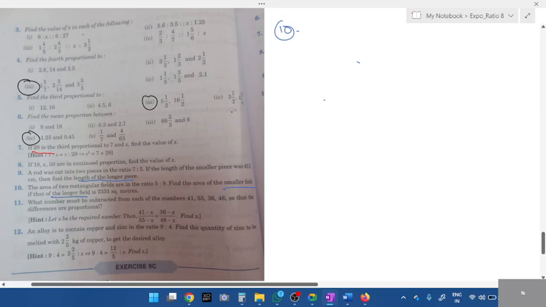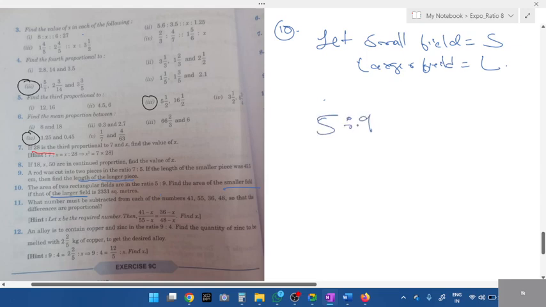Smaller field and larger field. So the smaller field you can write here. Let the smaller field be S. Shall we take S? And for the larger field, what shall we take? We'll take it as L. Now, what is the ratio given? 5 is to 9. You can write the ratio first or the alphabet first, anything is fine. Find the area of the smaller field if the larger field is 2331.